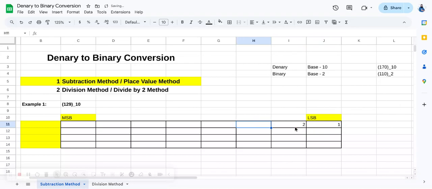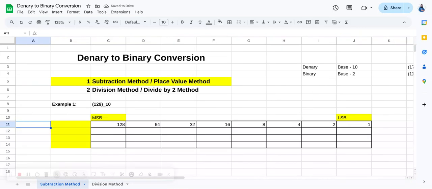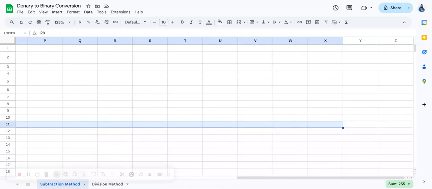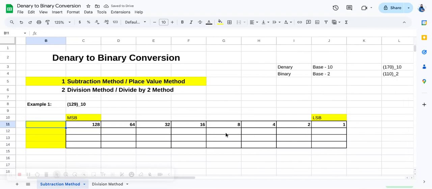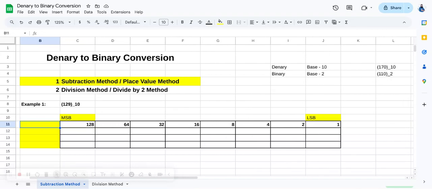So here we got 2, we multiply 2 again by 2, here we get 4, we multiply 4 by 2, we get 8, we multiply 8 by 2, we get 16, multiply by 2, we get 32, then multiply by 2, we get 64, and then we finally get 128. Now you might be wondering why we have the values only until 128. We are dealing here with 8 bits of data, or 1 byte of data.